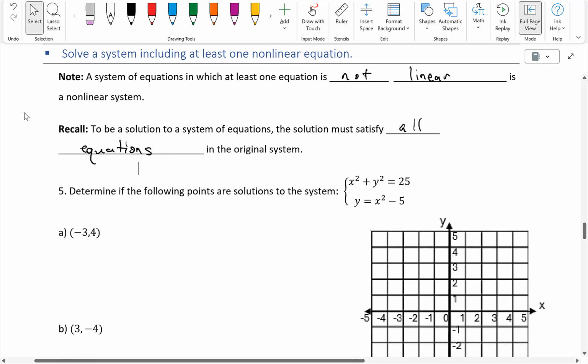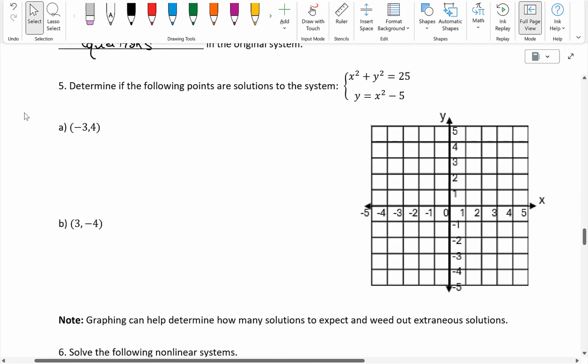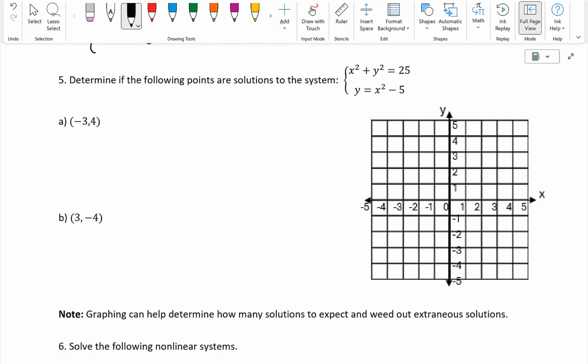We want to determine, just the same way as we did before, if the following points are solutions to the system. That includes x squared plus y squared equals 25 and y equals x squared minus 5. So negative 3, 4 for our first xy pair. If we sub those into here, I like the E1, E2 made it easier for me to do the checks as well, I think. So if I sub into equation 1 here, I get a negative 3 squared plus a 4 squared, and we're hoping that gives me 25. 9 plus 16 is indeed 25.